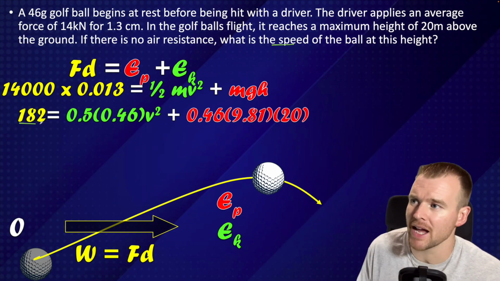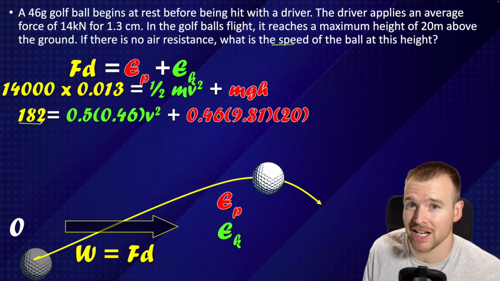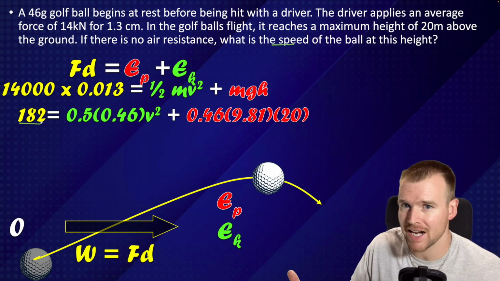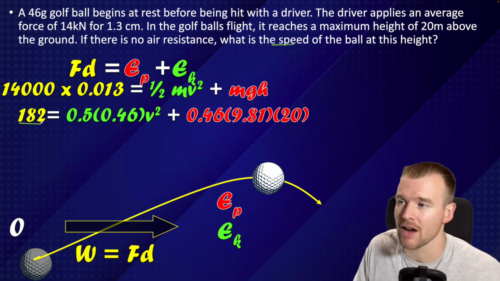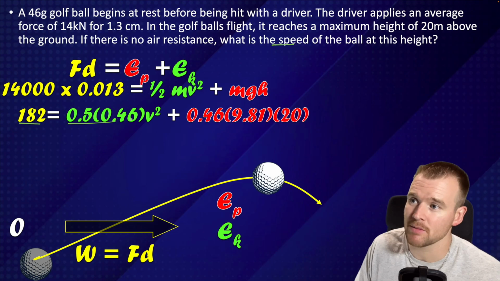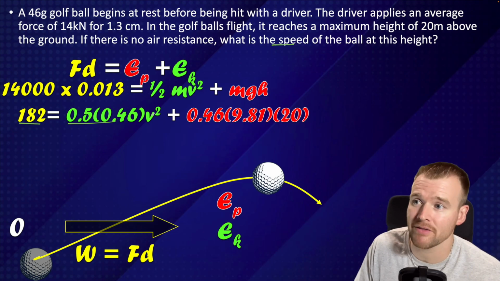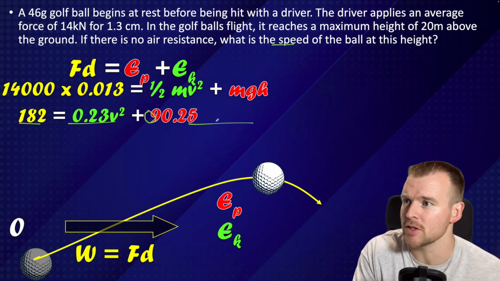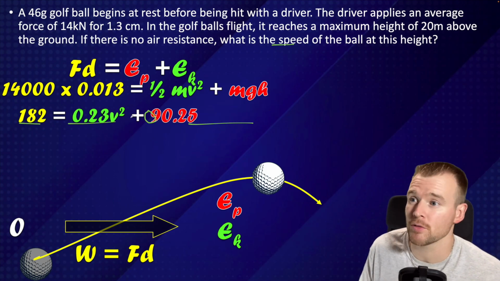So I calculate my work done. I did 182 joules. So I put that into the system. That's how much energy the driver gave the ball. And some of it's going to be kinetic and some of it potential here. I can plug in the numbers of half and the mass, but I'm still trying to figure out v squared. This number I can calculate entirely. So let's do that. Get 0.23 v squared, and a bit messy here, but 90.25 joules for potential.